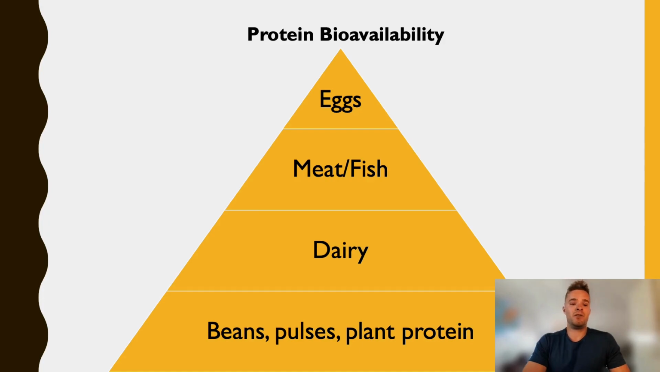Below that is dairy and then plant proteins. Plant proteins typically come in lower concentrations than they do from meat sources, therefore if you are getting the majority of your protein from plant sources, then you have to eat higher volumes of these in order to get an adequate amount of protein.